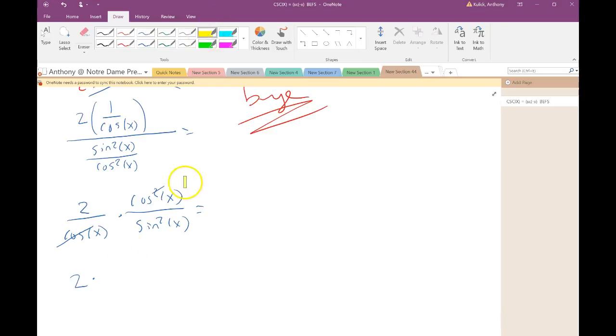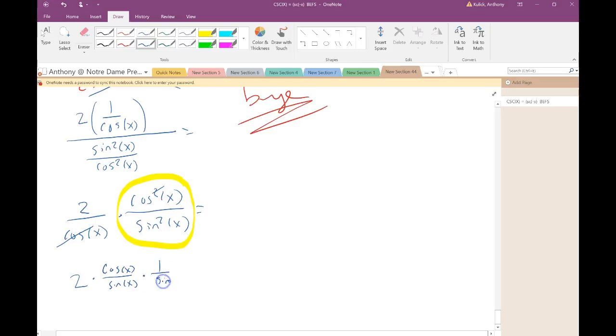And now if I look at this piece, I'm going to do something a little weird. I'm going to write this as cosine x over sine x times 1 over sine x. Is everybody okay with seeing why those two things are still equal? You might ask me, hold on a second, Mr. Kulik, why in God's name would I want to do that? That's a fair question.